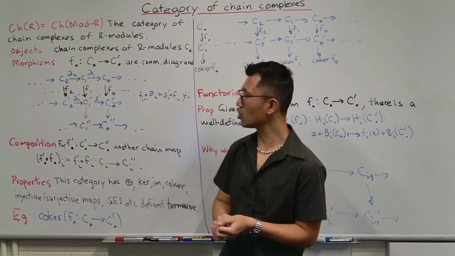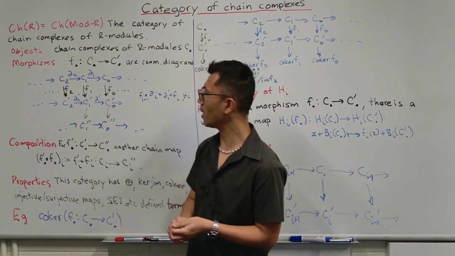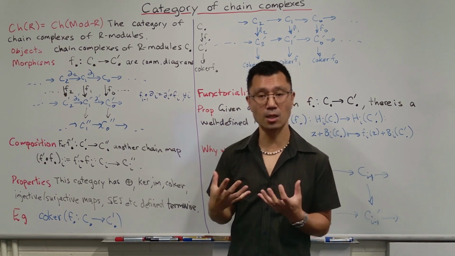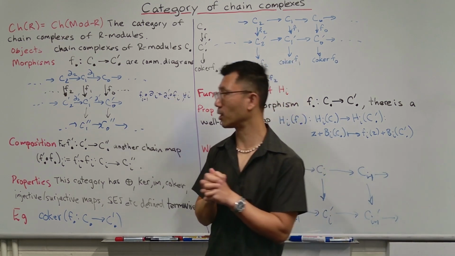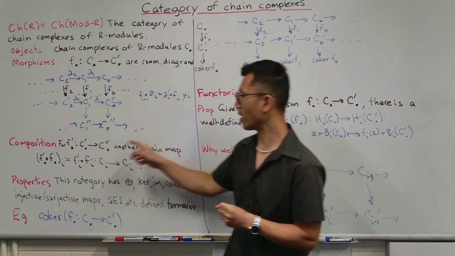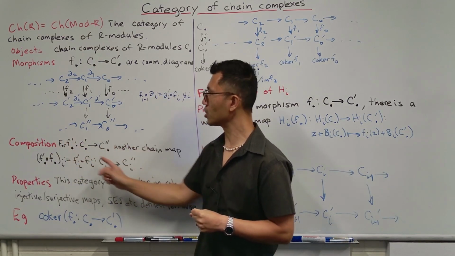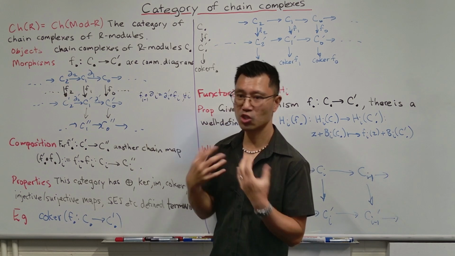Now, of course, you'll need to check that the condition of commutativity of squares still holds. So let's just do this fairly quickly, and then we'll see that this does define a composite, which is actually a morphism of chain complexes.